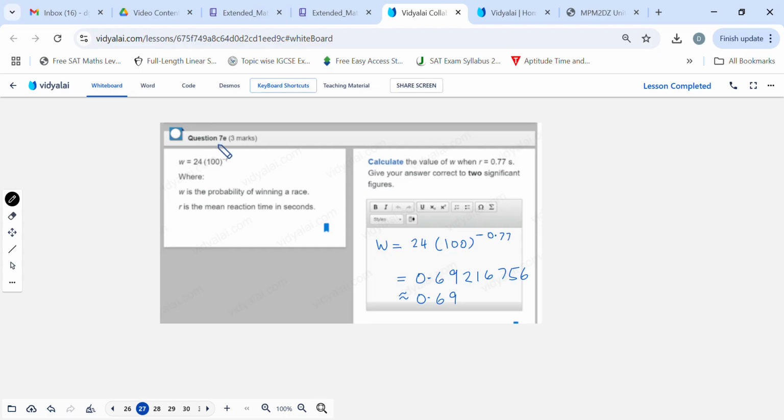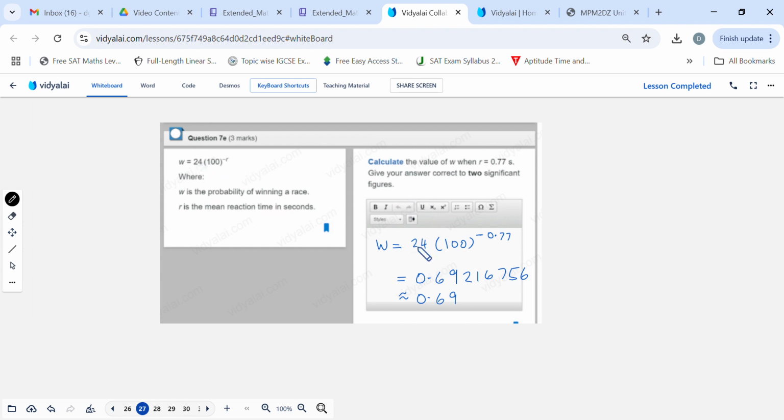Now for question 7e, W is given as 24 into 100 to the power of minus R, where W is the probability of winning a race and R is the mean reaction time in seconds. Calculate the value of W when R is 0.77 seconds. Give your answer correct to two significant figures.